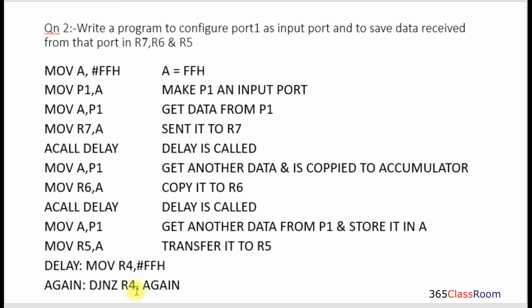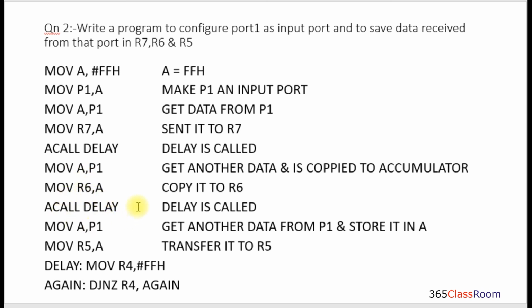So R4 first becomes FF, then FF is decremented to FE, then again decremented to FD and so on. Then it is further decremented to 0, 1. Whenever it becomes 0, 0, it will jump over here. Then MOV A, P1: get another data and copy it to the accumulator. Then that data is transferred to R6.